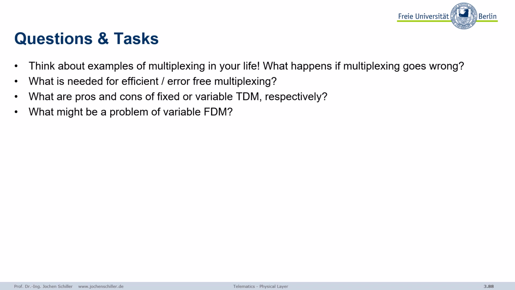And I showed you this variable version, well, at least the introduction, for time division multiplexing. So what might be a problem if we are quite flexible, more variable, for frequency division multiplexing? So radio stations, that was quite fixed. All the radio stations have their carrier frequency. But can we also go variable there? It's possible, but what might be problems?